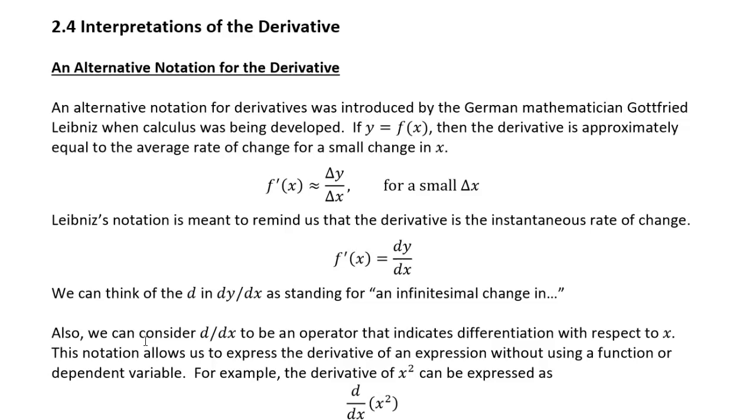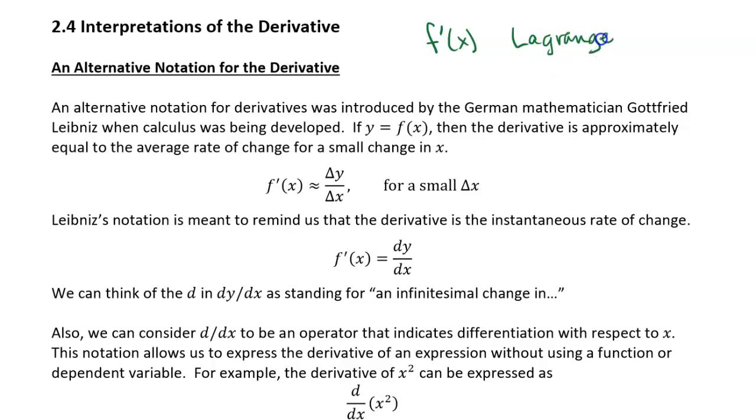Now, the notation that we've been using for a derivative actually comes from Joseph Louis Lagrange and wasn't introduced until around 1749. So this notation f prime of x was actually invented by Lagrange.